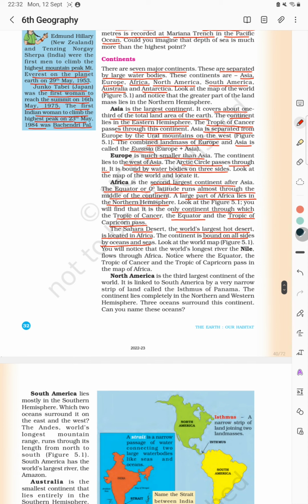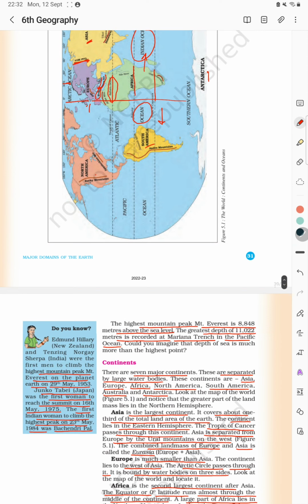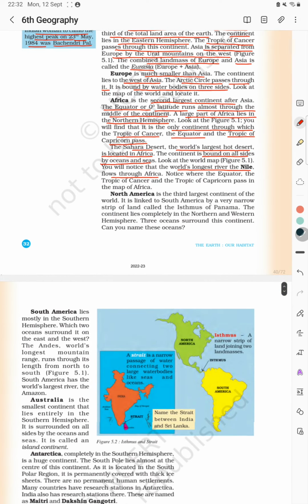The world's longest river, the Nile, flows through Africa. The longest river of the world is the Nile, that flows through Africa. From here, if you can see, this is the river Nile. Then notice the equator, Tropic of Cancer and Tropic of Capricorn pass through the map of Africa, as we have already seen.